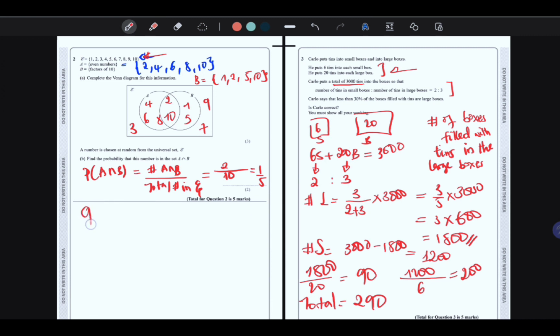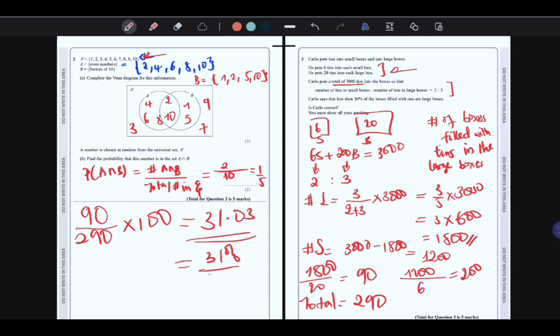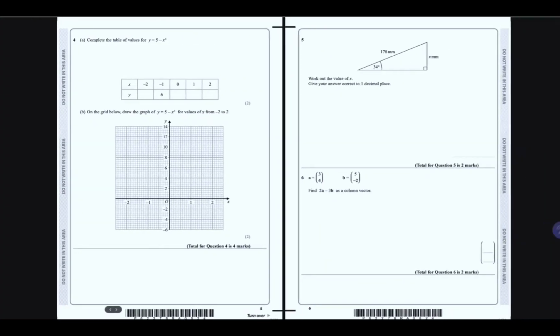You just need to take the number of large boxes which were filled, which will be 90, divided by the total number of boxes and times that by 100. Using your calculator, this should give you 31.03. So approximately 31% of the boxes which are filled are large boxes. So what Carlos said is not correct. He said there will be less than 30%. Okay, moving on to question number 4.